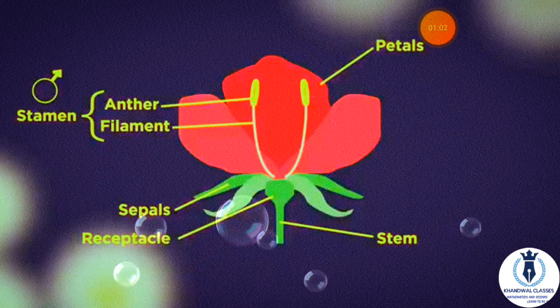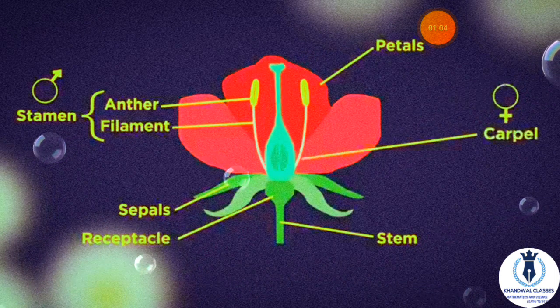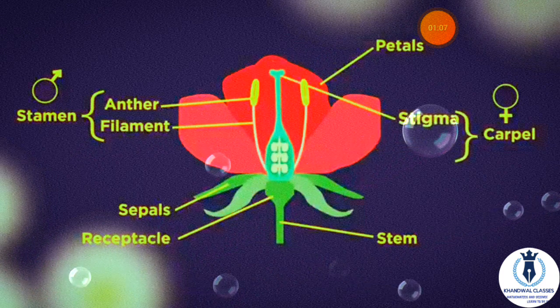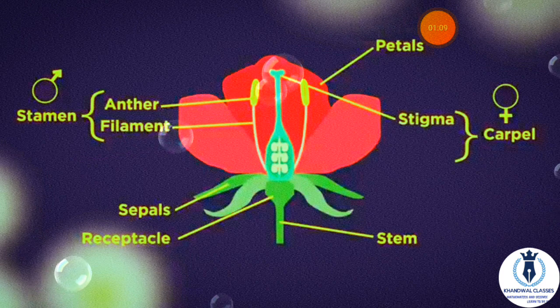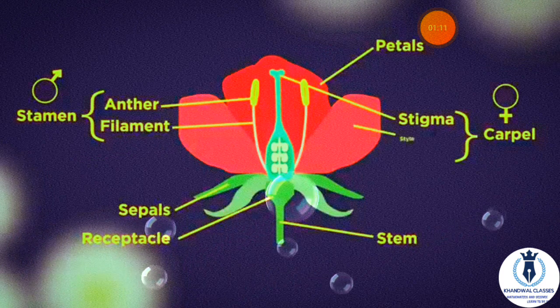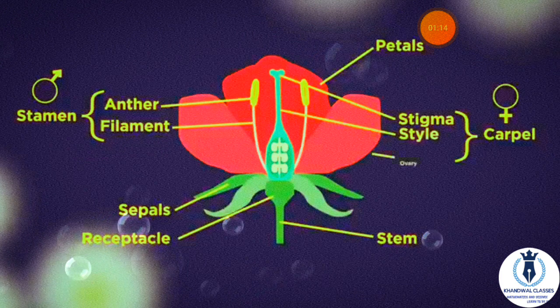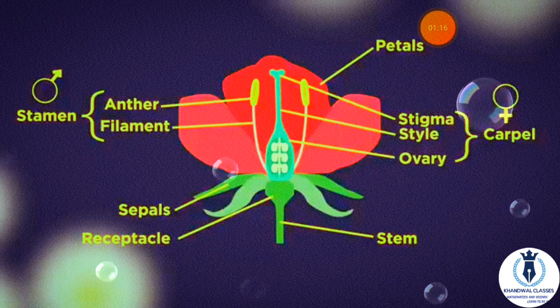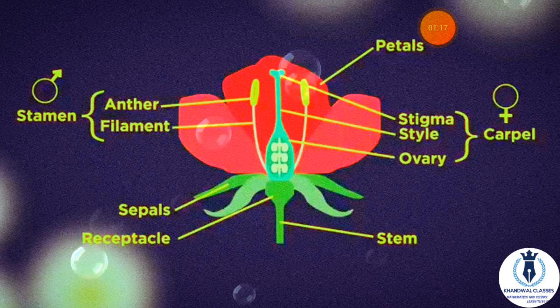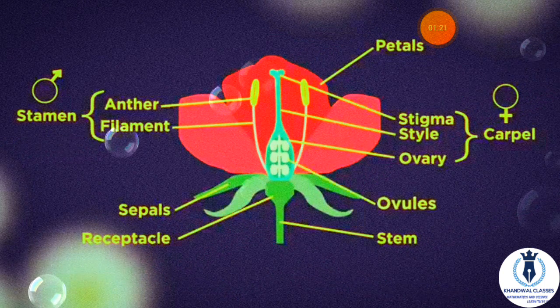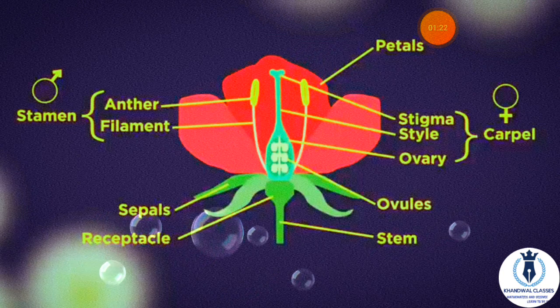The female part of the flower is called the carpel, and this consists of three parts: the stigma, a sticky landing leaf for pollen, the style, where the pollen grain descends, and the ovary, where the female gametes are located. Within the ovary, ovules produce female gametes.